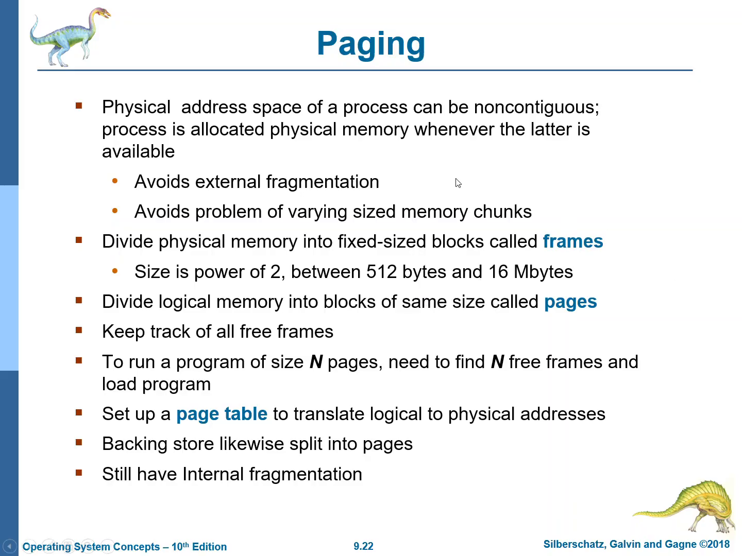So the second approach we have is paging. This approach is different from the previous approach of contiguous memory allocation, while this is a non-contiguous type of memory allocation scheme. As I have already told you, this is a non-contiguous memory allocation scheme. So how does this work?